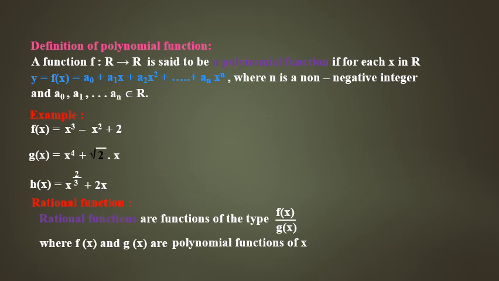Where f of x and g of x are polynomials of x defined in a domain where g of x should not be 0. This is very important. If it is 0, then finally it becomes infinite. Okay. Now look at these things.